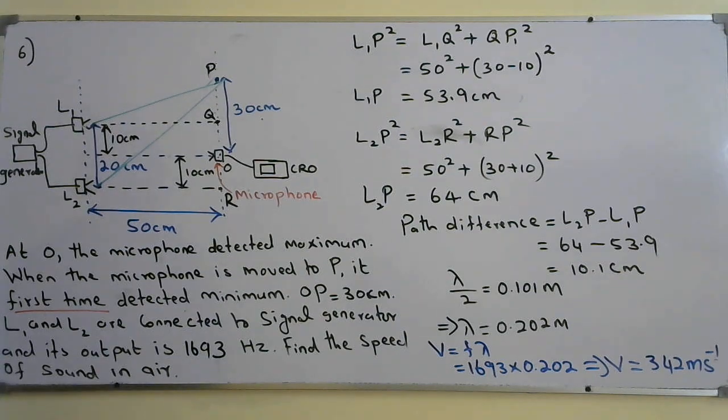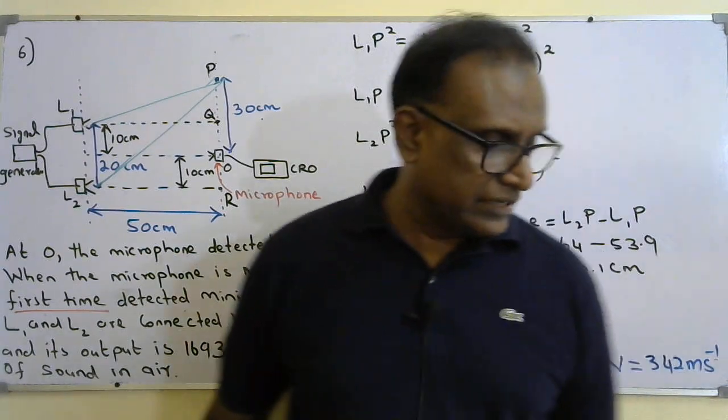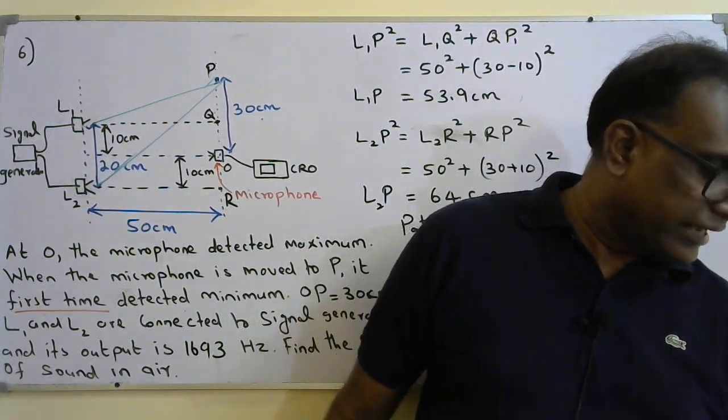So the only thing here, the geometry, comes in finding the path difference. We are using Pythagoras theorem, that's all. That's the difficult part here. Otherwise, in terms of waves, there's nothing new.